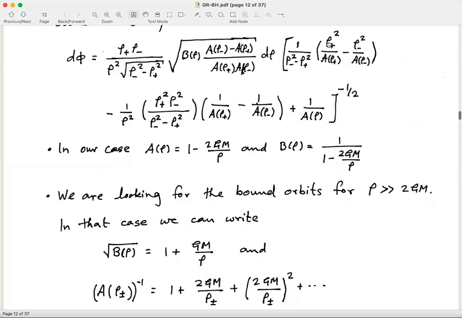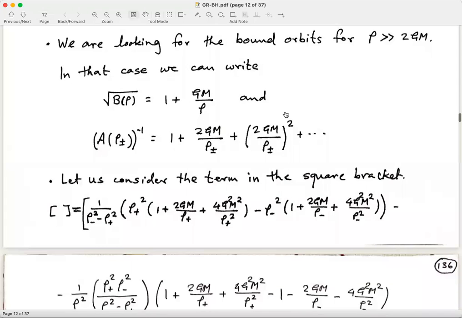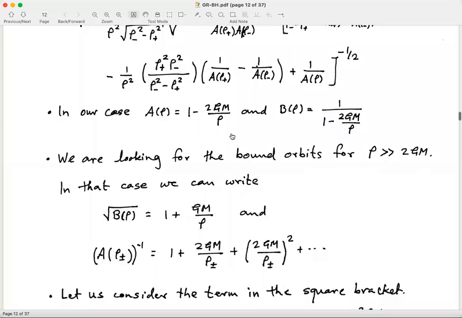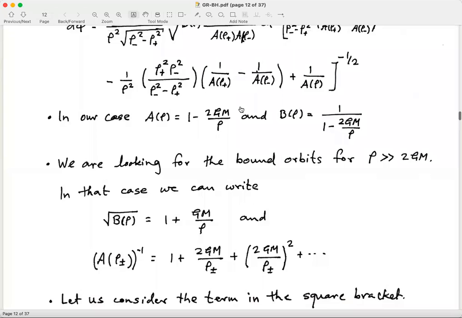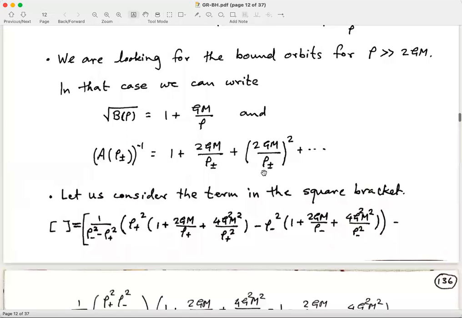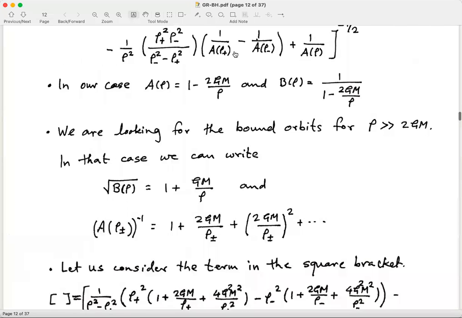You have a(ρ+)² upon a(ρ+), which is expanded like that. Then (ρ−)² upon a(ρ−), which is exactly the same with ρ+ replaced by ρ−. And then there are two other terms like this, again with ρ+ and ρ−, with this function multiplying it: 1 over ρ² times (ρ+ − ρ−)² upon (ρ−² − ρ+²) times (a(ρ+) − a(ρ−)), which is rather the inverse of those expressions.